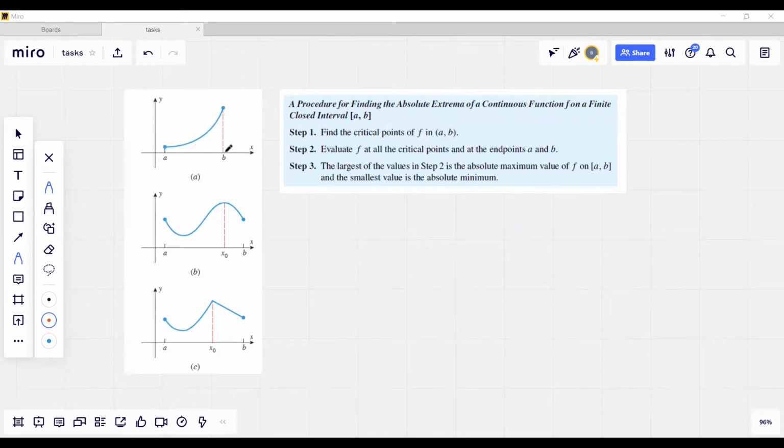In the first case, we see that there are no critical points of function f in that open interval from a to b.